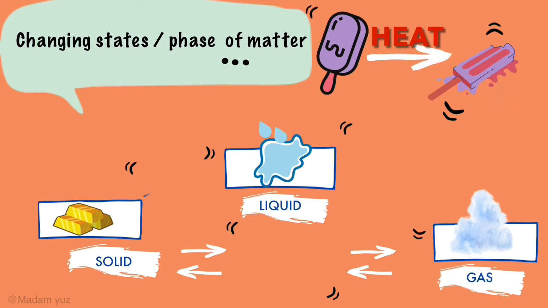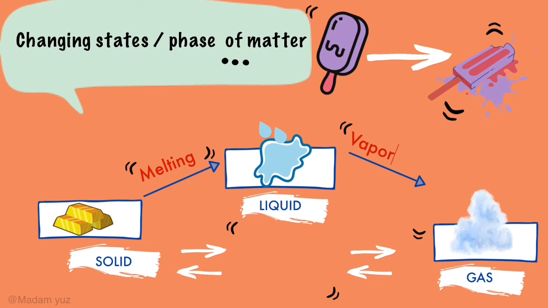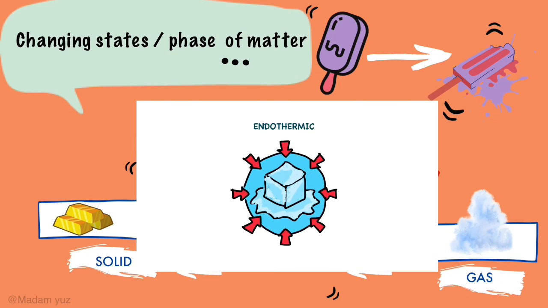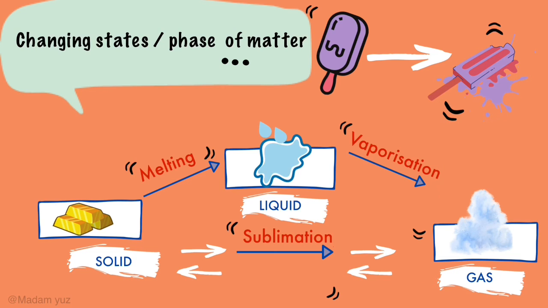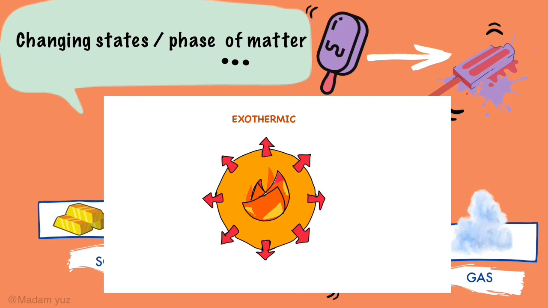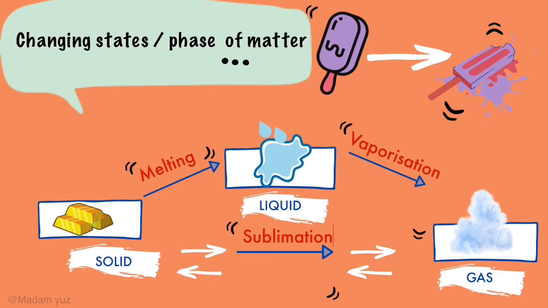If we have solid and turn it into liquid, that process is called melting. If you have liquid and turn it into gas, it is called vaporization. And if we directly turn solid to gas, it is called sublimation. All these processes are called endothermic processes because they need to absorb heat to occur. Now, the next processes are known as exothermic processes because heat needs to be released from them. I'm sure you know about this.